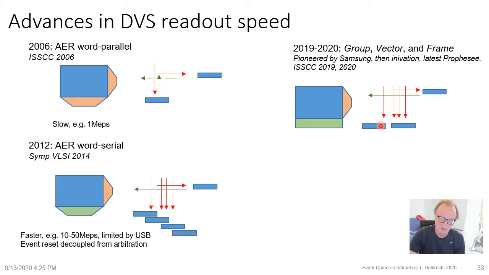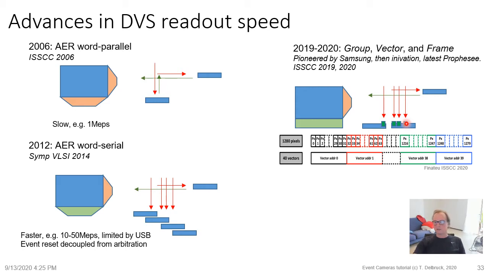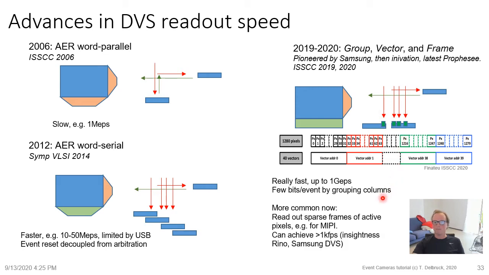Where instead of sending out the individual address of each pixel, you send out words and you just mark the active pixels in these words. And that allows you to reduce the number of bits that you use per address by a large factor. And so here is a snapshot of the scheme from the Prophesee Sony paper from ISSCC last year. You can read about it there. But at the highest compression level of these so-called vectors, they get down to about 1.5 bits per active pixel. So this allows you to get really fast, up to a gigaevent per second, or at least certainly hundreds of megaevents per second, by grouping the readout like this.